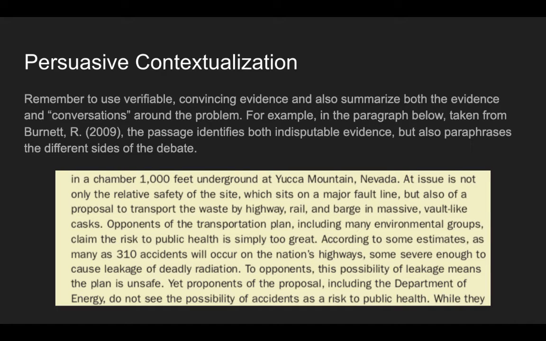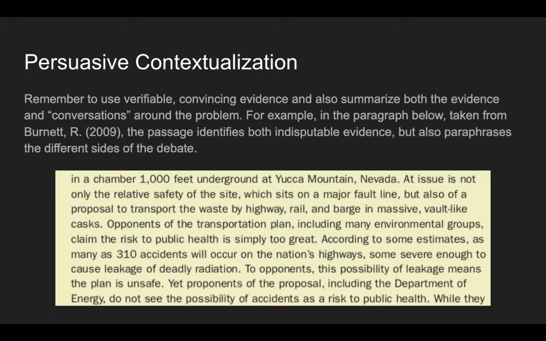Okay, so coming out of the objectives section, you're going to want to provide persuasive contextualization. So again, who's your audience and what sorts of choices do you have to make to convince them to fund your project? So use verifiable, convincing evidence, and also summarize both the evidence and the conversations around the problem.